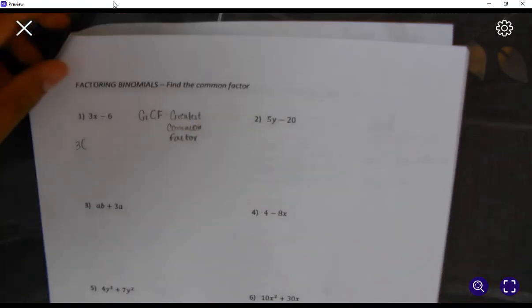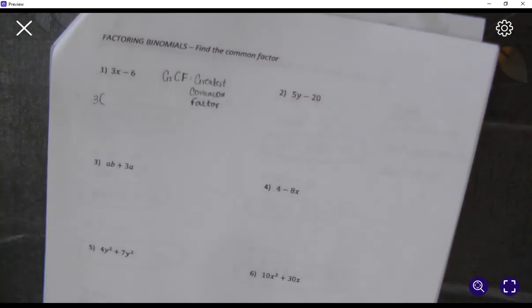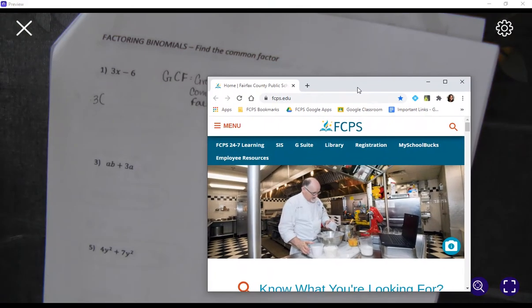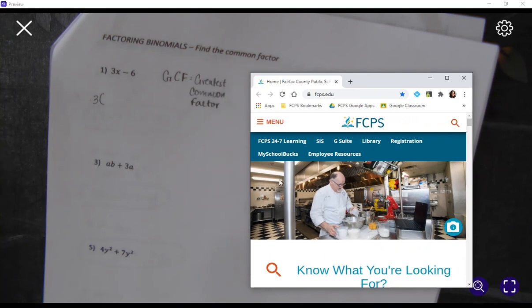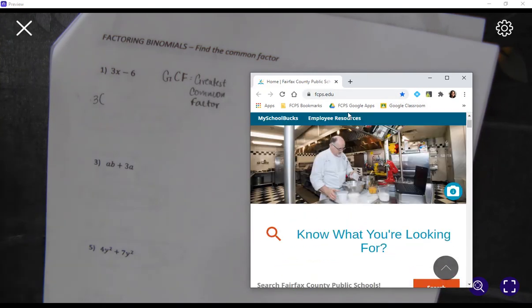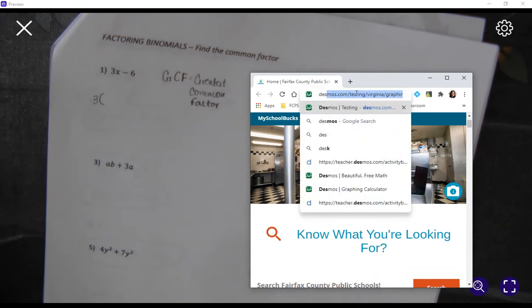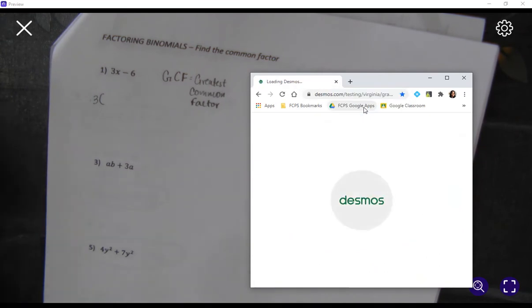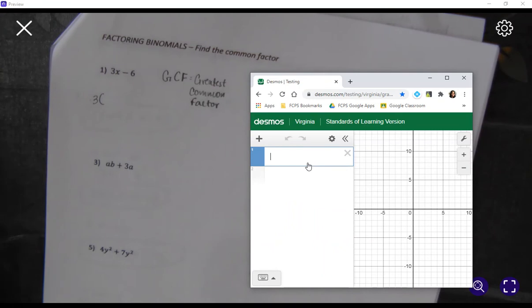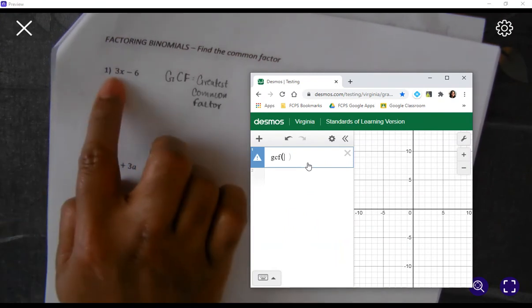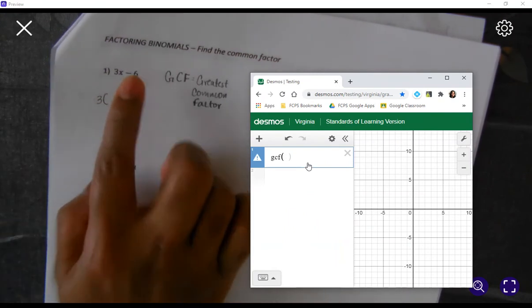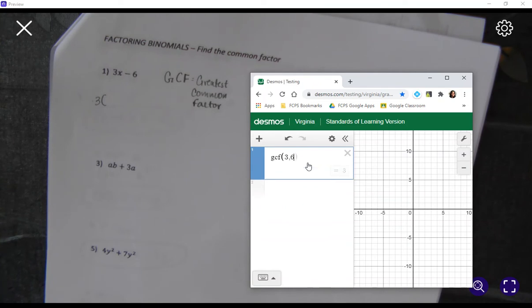Now before I keep going, let me just show you that you could find the common factors. There's a tool in Desmos. So if you go to Desmos, and then just type GCF for greatest common factor with a parentheses and put both of your numbers. So I was looking for a common factor between 3 and 6. So if I do 3 comma 6, it tells me that 3 goes into both of them. Okay, so that's the number I wrote out here.